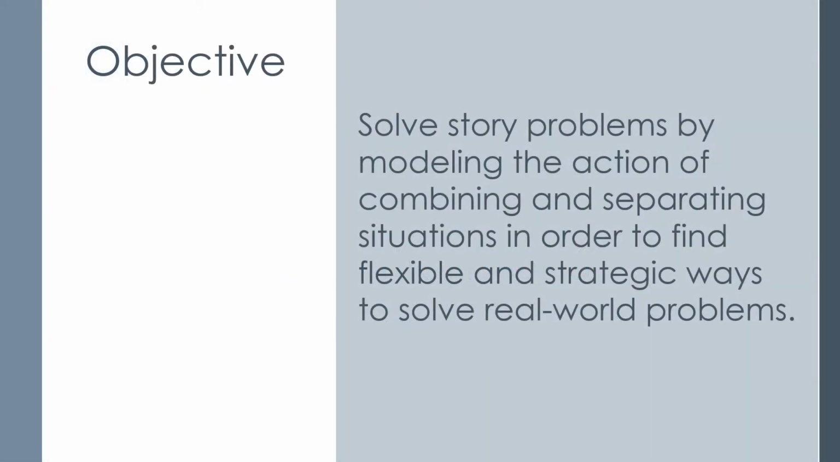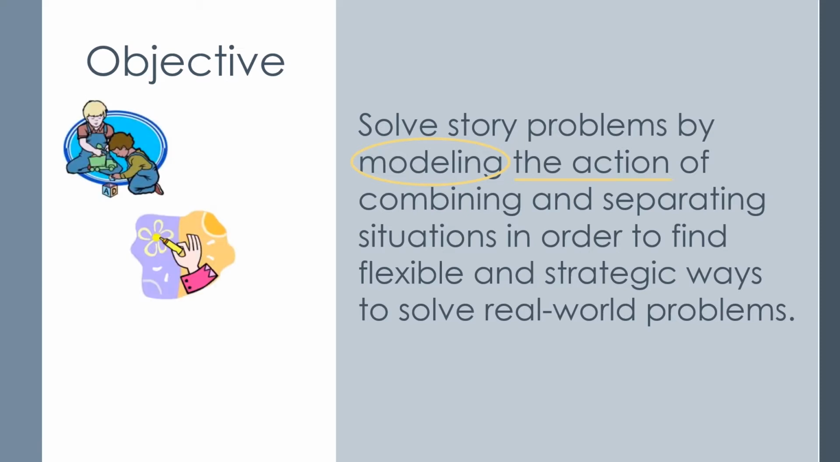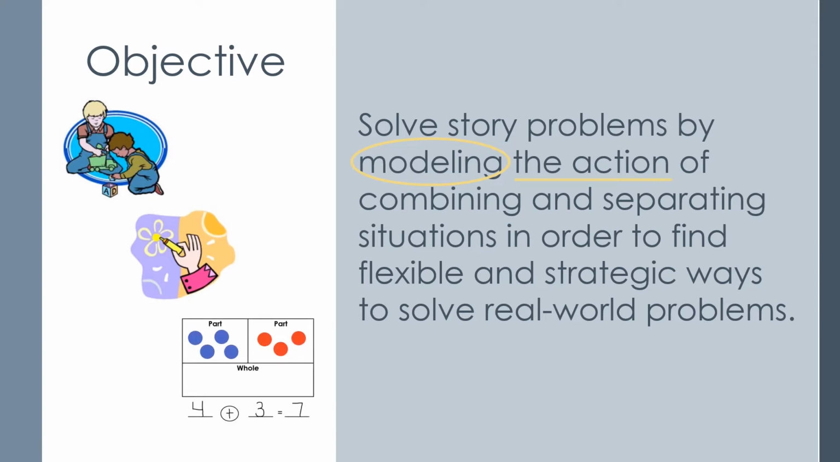Today's objective is to solve story problems by modeling the action of combining and separating situations in order to find flexible and strategic ways to solve real-world problems. We have practiced modeling the action of a story problem by acting out the story, drawing pictures, using counters, and writing equations. And we know the difference between combining and separating situations. Combining involves joining or putting together, while separating involves taking apart or removing.